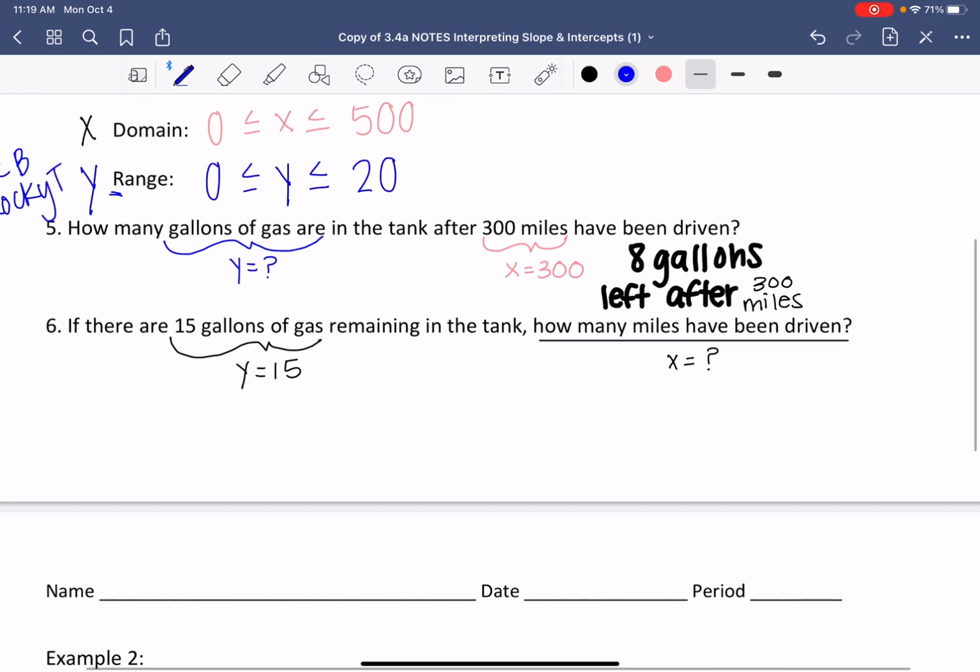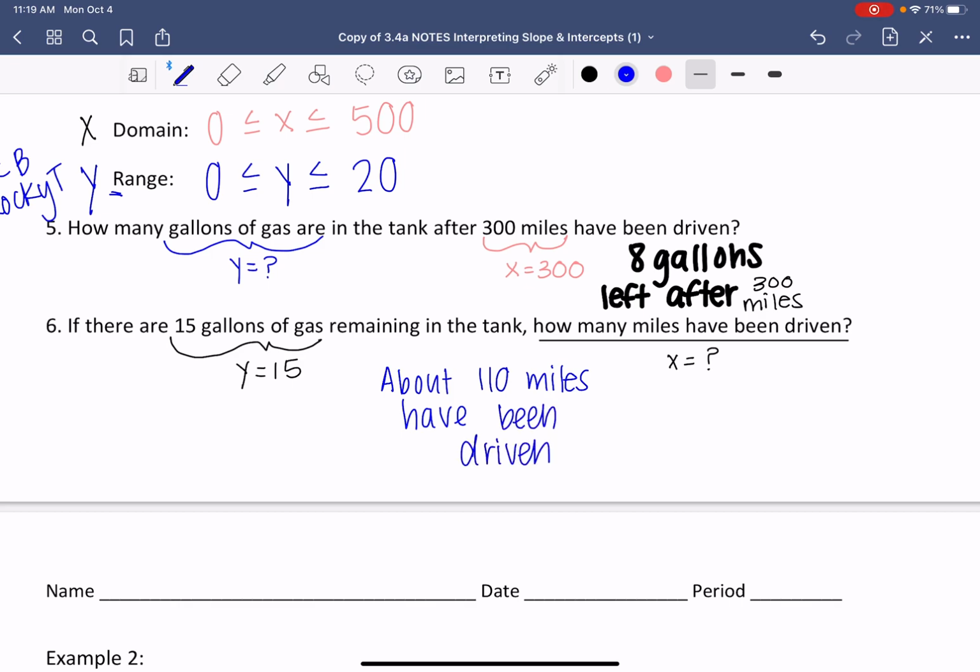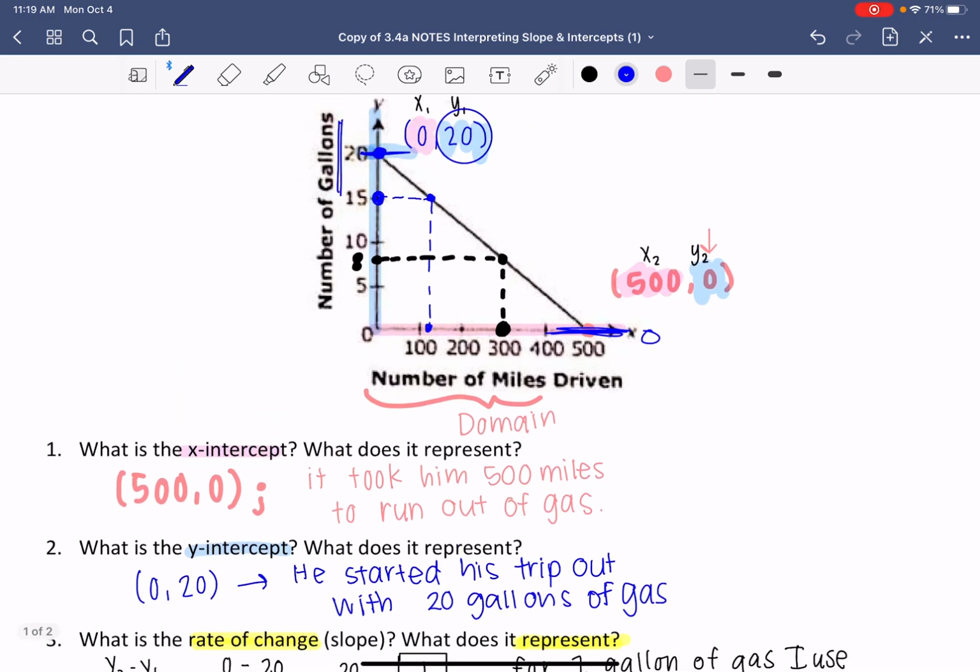But I'm going to say about 110 miles have been driven. And I know this because when I look at 15 and I meet where the graph is, the graph is here, and I find it on the x-axis. Well, the x-axis says I've driven about 100 and so odd miles. So that lets me know when I have 15 gallons left in the tank, I've driven about 110, 120 miles.